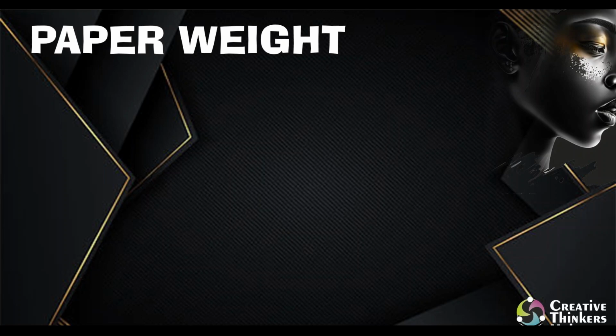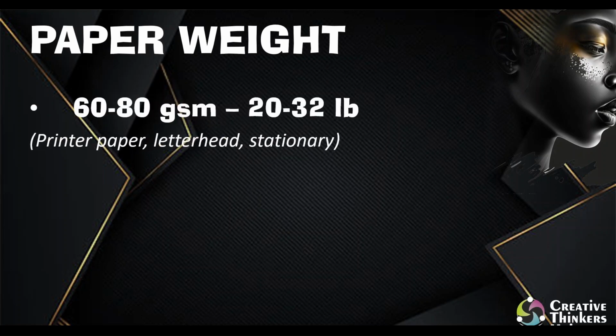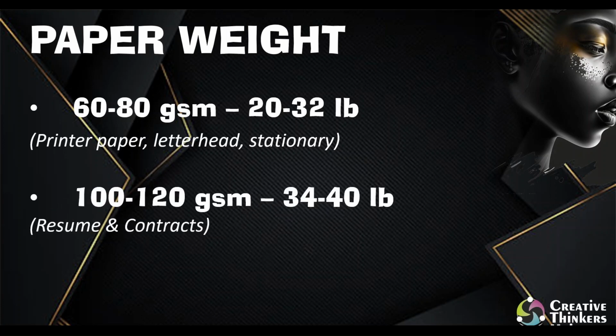Now, saying that, let's get into paper weight. So this is your paper weight. 60 to 80 GSM, or in UK or US standards, 20 to 32 pounds. LB is pounds. That is printer paper, letterhead or stationery. 100 to 120 GSM is for resumes and contracts, because they hold a value, they hold something that you would want to show. They're thicker, more lifelike papers. Some companies who want to show a one-up also print their letterhead on 100 or 120 GSM.